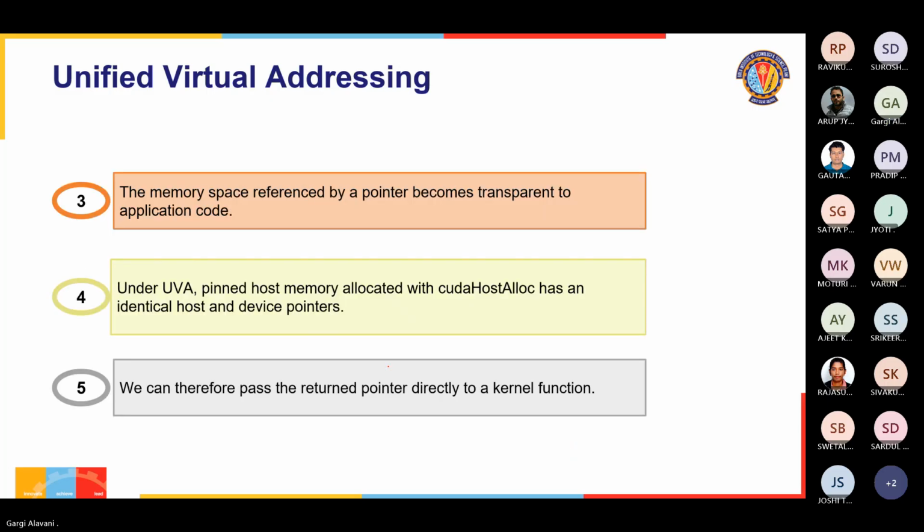With this UVA, the memory space referenced by a pointer becomes transparent to the application code. The pinned host memory allocated with CUDA host alloc has an identical host and device pointer, and we can then pass the returned pointer directly to our kernel function.